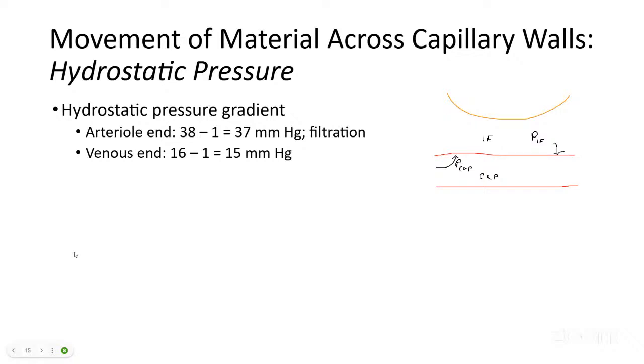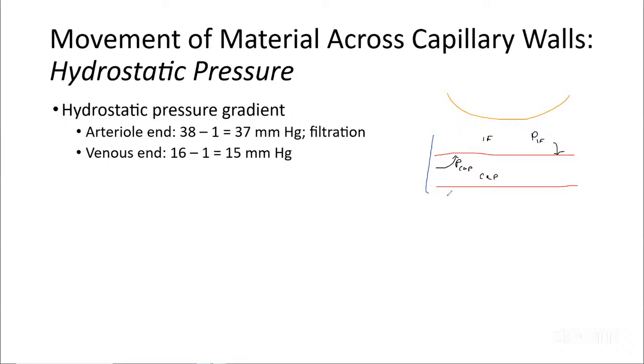We can see, just noted here, that we have a little bit of a gradient of the hydrostatic pressure here. So at the arterial end, if we were to add our total pressures together, right at this spot, we would have a pressure gradient of 37, because we have about 1 millimeter of mercury as our pressure of this interstitial fluid. So all of these pressures are occurring along the length of the capillary.